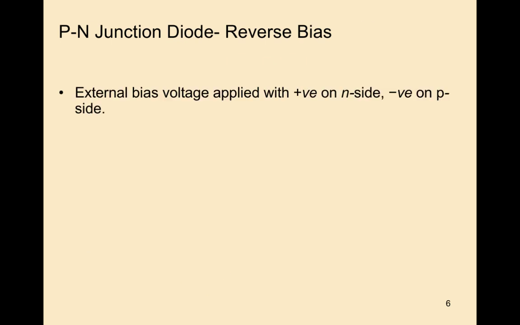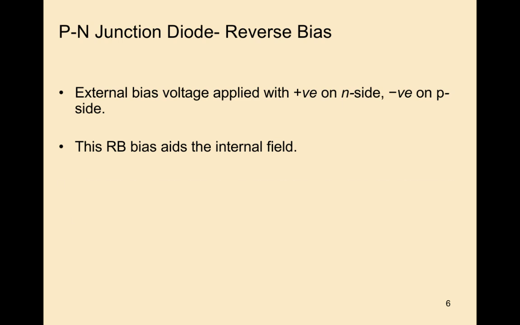So when we connect the p-n junction diode in reverse bias mode, the external bias voltage is applied with positive on the n side and negative on the p side. This reverse bias adds to the internal field. That means the potential barrier will increase, so the internal voltage of the diode will increase in this case.